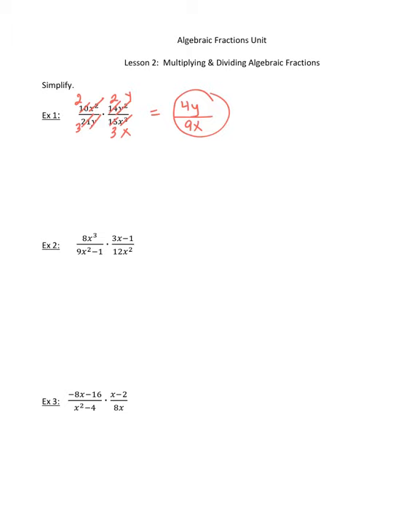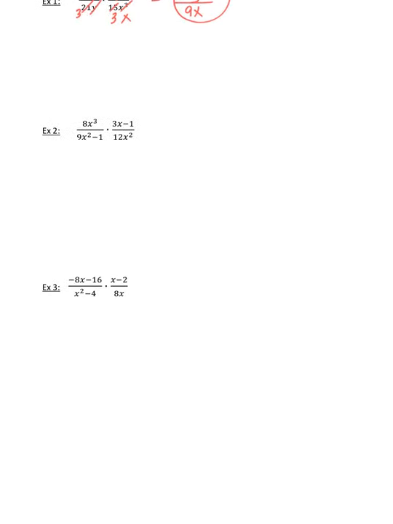Okay, so example 2 is where you get to the new stuff. In these types of examples, you now have binomials involved. So you'll have monomials still, but you'll also have binomials. So all binomials have to be factored. That's the main idea, is factor all binomials and trinomials. Because the only way you can cross cancel is if they have common factors.